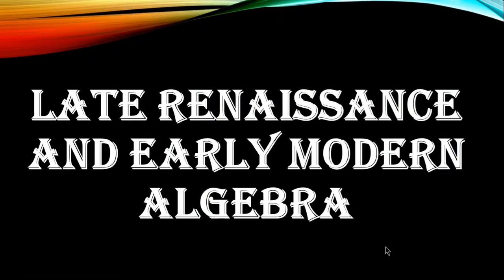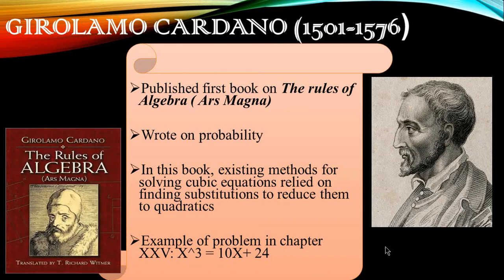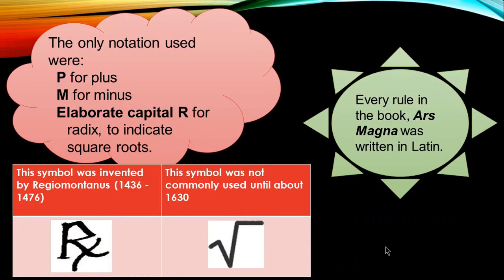For late Renaissance, Cardano published the first book on the rules of algebra, also known as Ars Magna, and in this book there is a method for solving cubic equations. Here are some of the notations used. The symbol represents the square root, and for your information, Ars Magna is written in Latin.